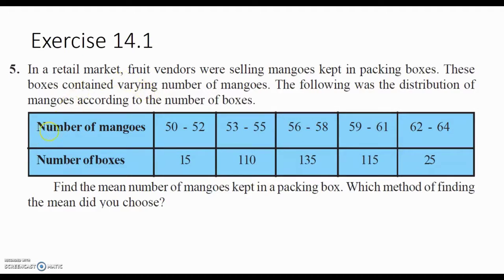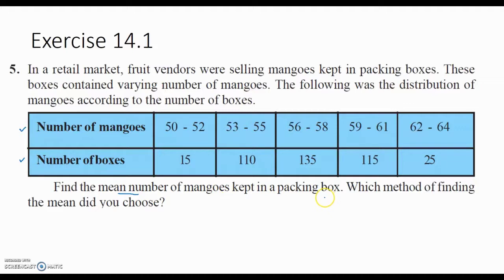So there are the number of boxes and the number of mangoes, which is given in a tabular format. The number of mangoes is in a grouped manner. This is how the grouped data looks like: 50 to 52, 53 to 55, like that. So there are 15 such boxes where the number of mangoes ranges from 50 to 52. Now the question is, find the mean number of mangoes kept in a packing box.